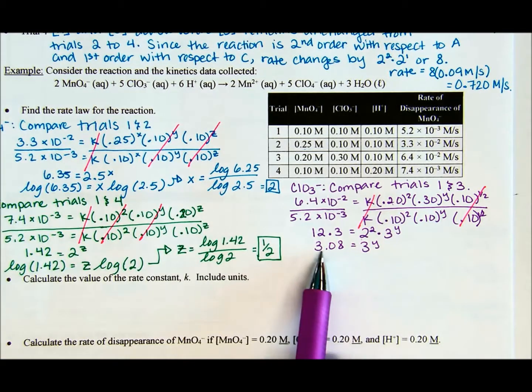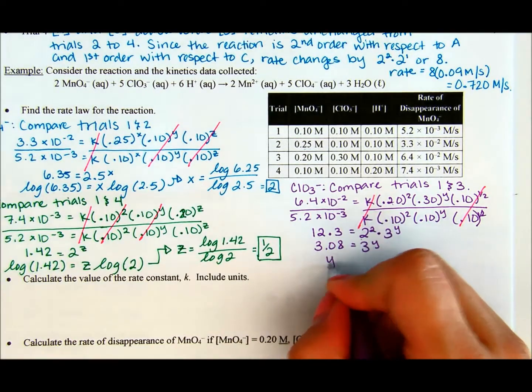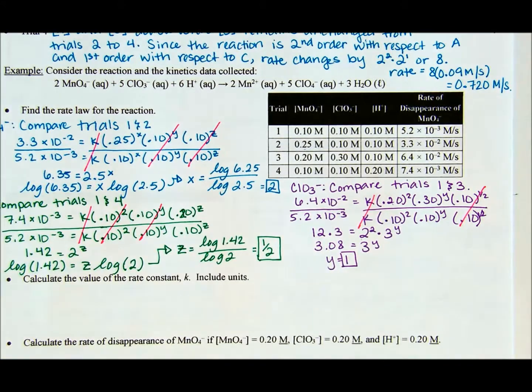Now this is pretty close. So you don't need to use any log rules to figure this out. It's going to be close to 1. So 3 equals 3 to the first power. So we can say that y equals 1. That's going to be close enough for us.